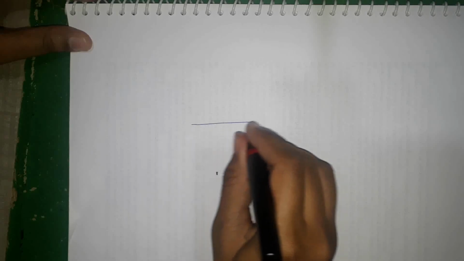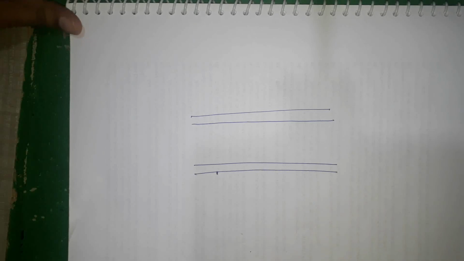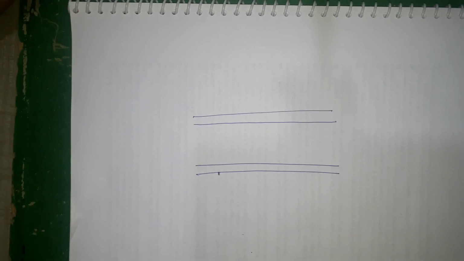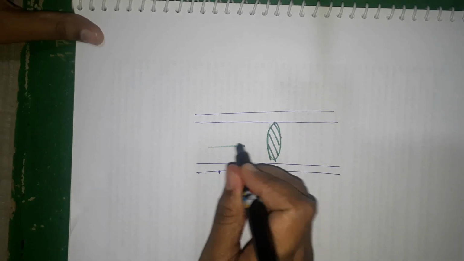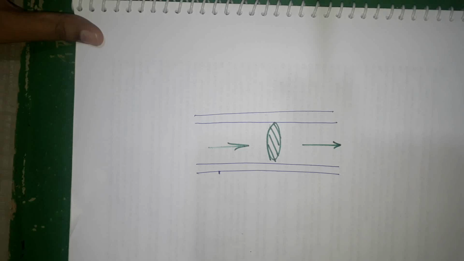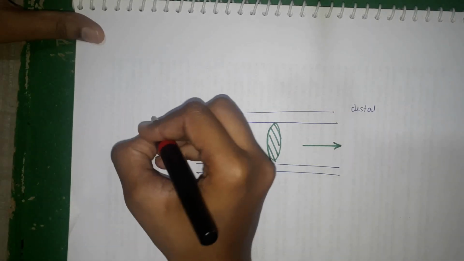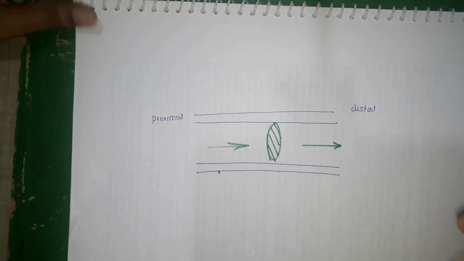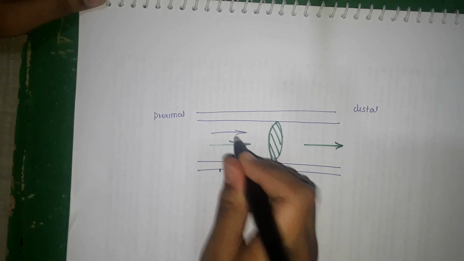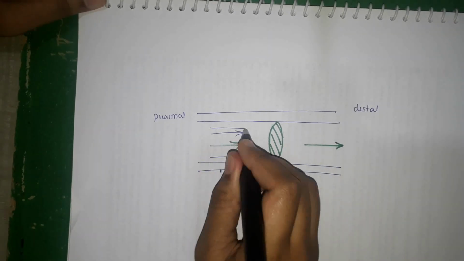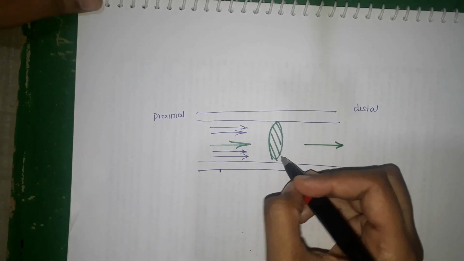So whenever there is mechanical obstruction in the small bowel, we mainly focus on small bowel mechanical obstruction, there are two things that happen. If the obstruction is present here, then this region will become proximal and this region is distal. Initially, whenever there is obstruction, the intestines try to overcome this obstruction by increasing the peristaltic activity in the proximal segment.